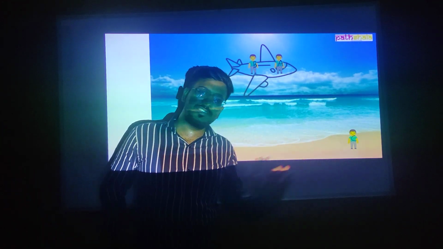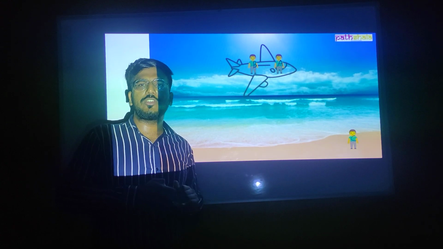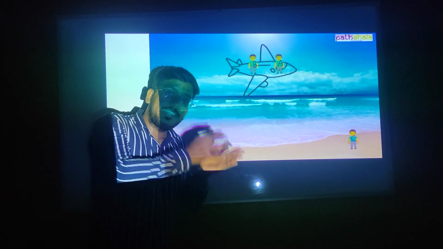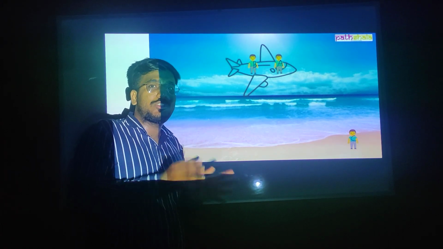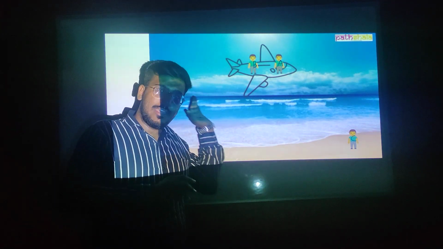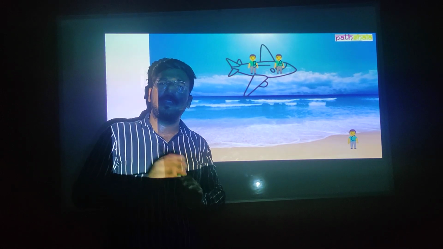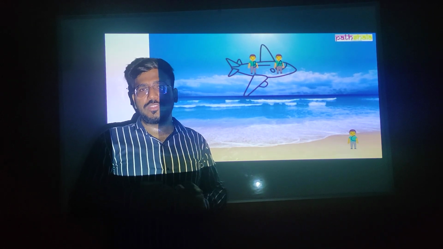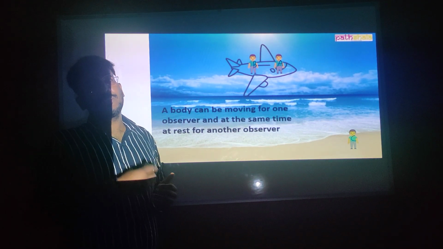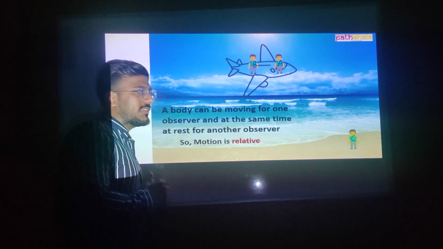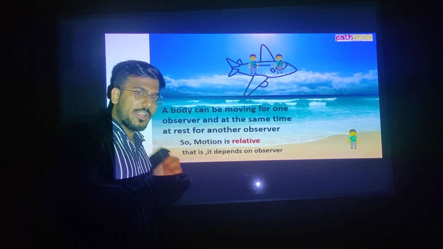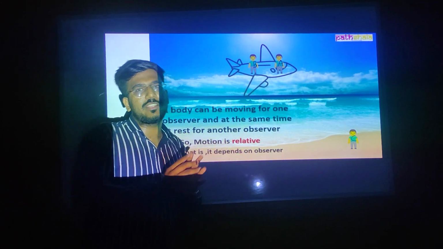Since C is outside the plane and is observing person A from outside, and B is within the plane, for B, A will appear to be at rest, as both are at rest relative to each other. And since for C the complete jet is in motion, it will appear that A is also in motion. So this explains that a body can be moving for one observer and at the same time at rest for another observer. This explains the idea that motion is a relative concept, meaning it depends on the observer.